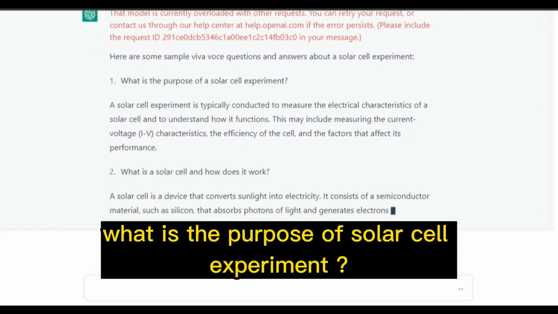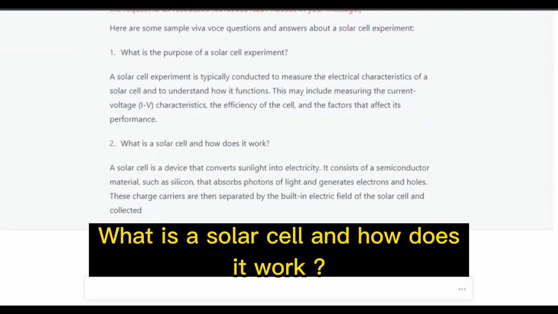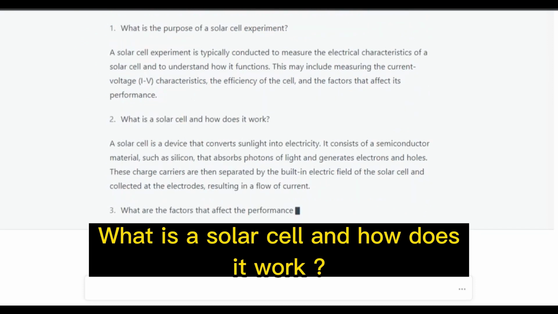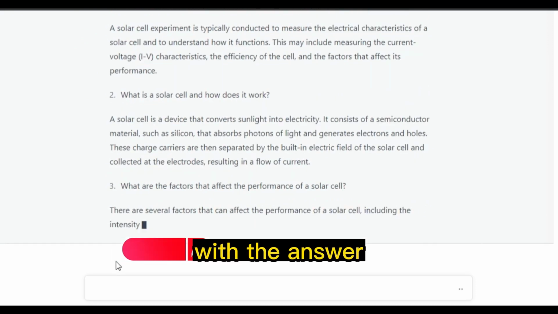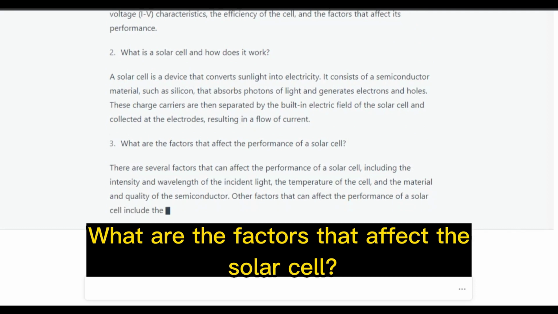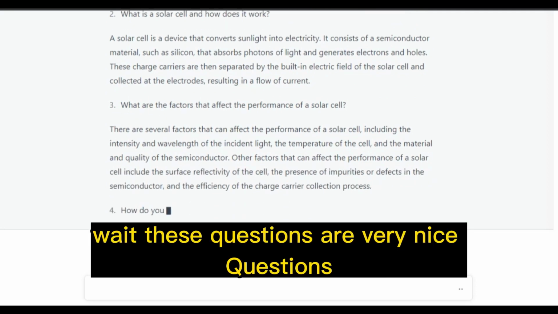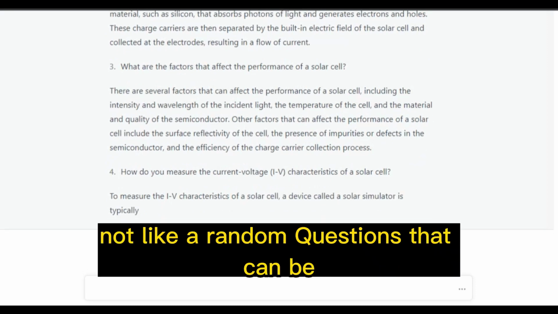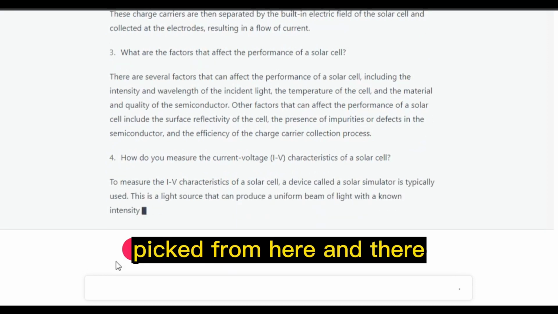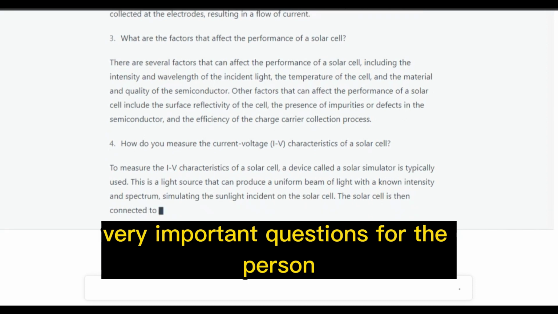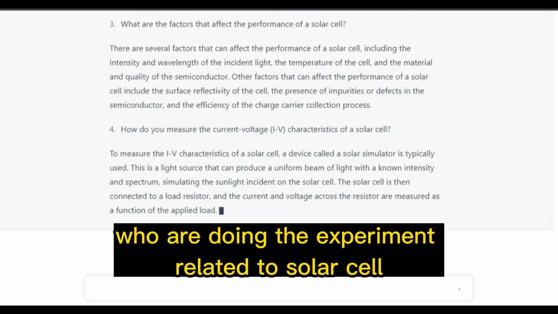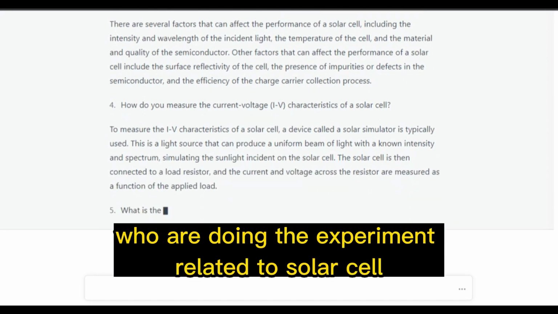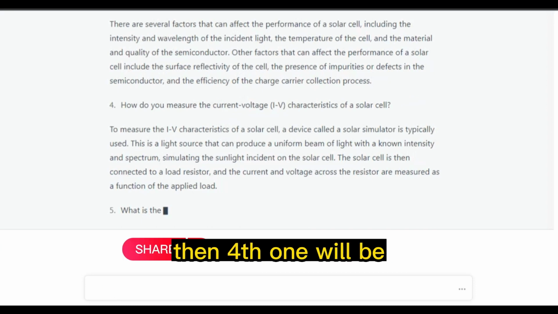What is the purpose of the solar cell experiment? Then the answer: what is a solar cell and how does it work? Very interesting question with answer. Then what are the factors that affect the solar cell? These are very nice, quality questions, not random questions picked from here and there, but very important questions for persons doing the experiment related to solar cells. They have to know all these questions.